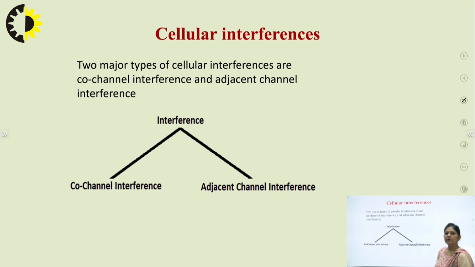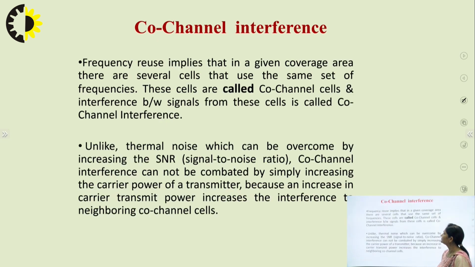Now, we have to discuss the different types of interference in a cellular system. There are two types of interference in a cellular system. One is co-channel interference, another is adjacent channel interference. We will discuss these two interferences. Now, what do we mean by co-channel interference?